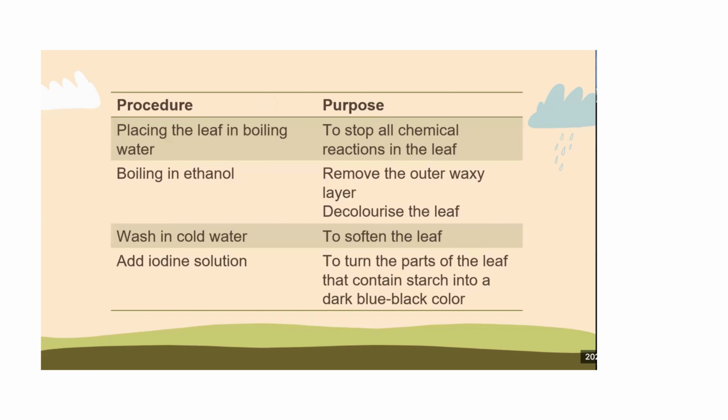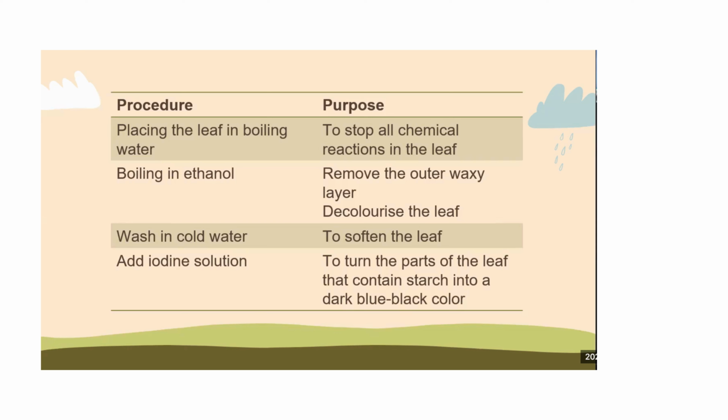This is why. First, we place the leaf in boiling water. The purpose is to stop all chemical reactions in the leaf and kill it. Then we boil it in ethanol to remove the cuticle. I told you previously that the upper epidermis has a cuticle, which acts as a barrier. So we have to remove that outer waxy layer, and the ethanol also decolorizes the leaf.